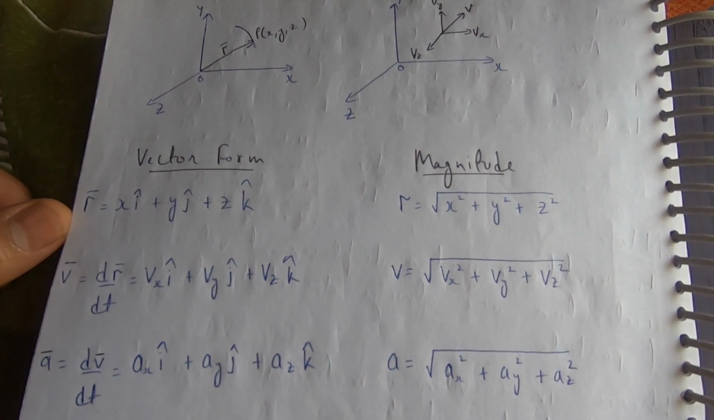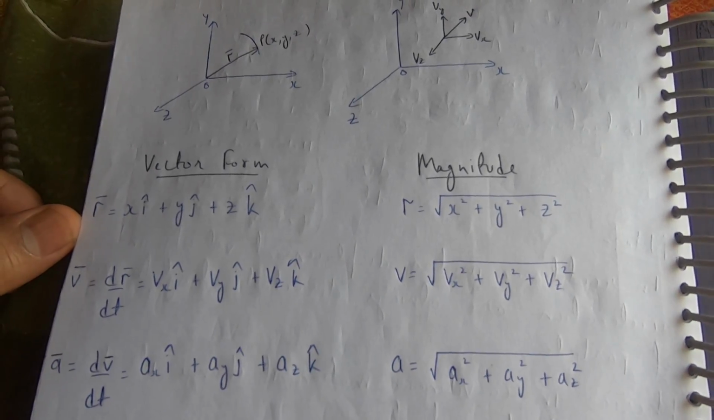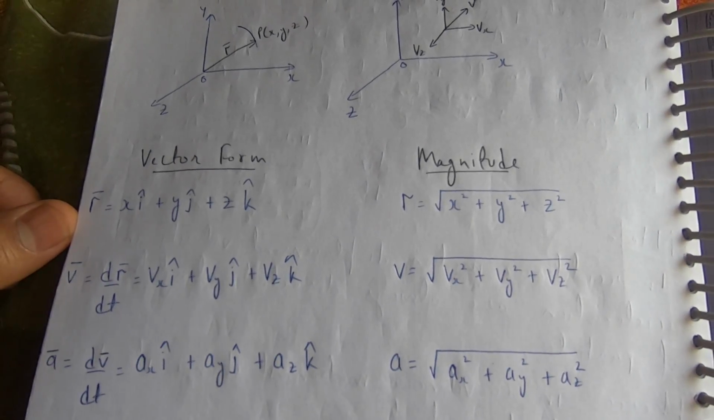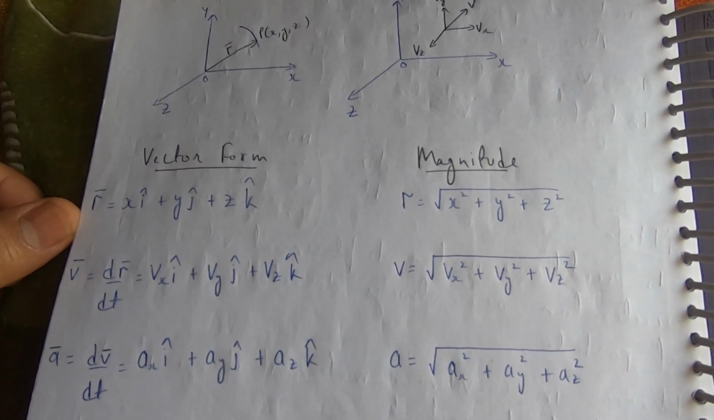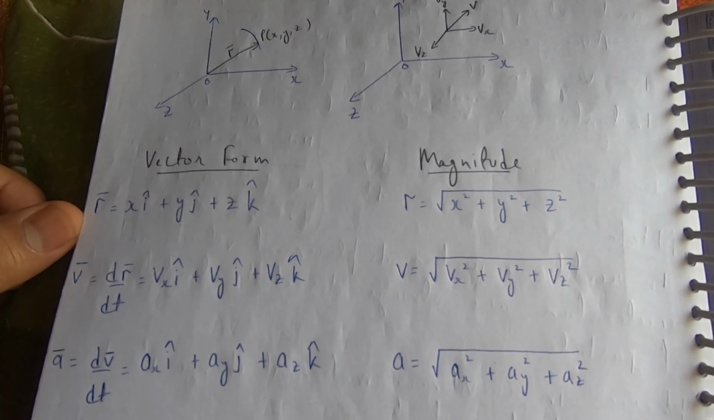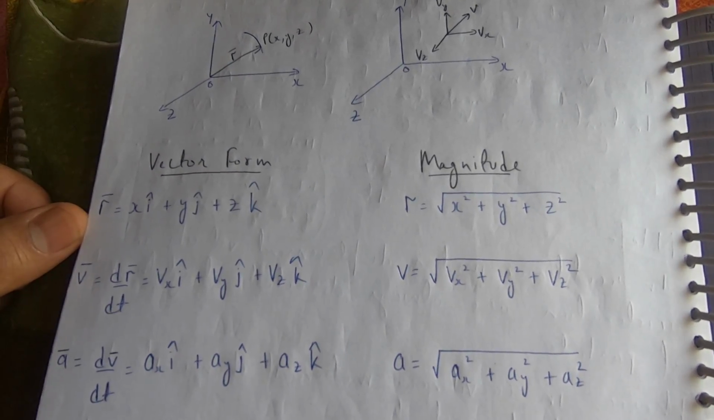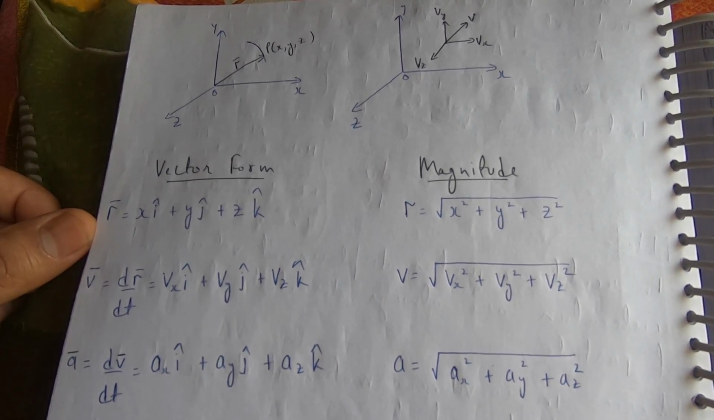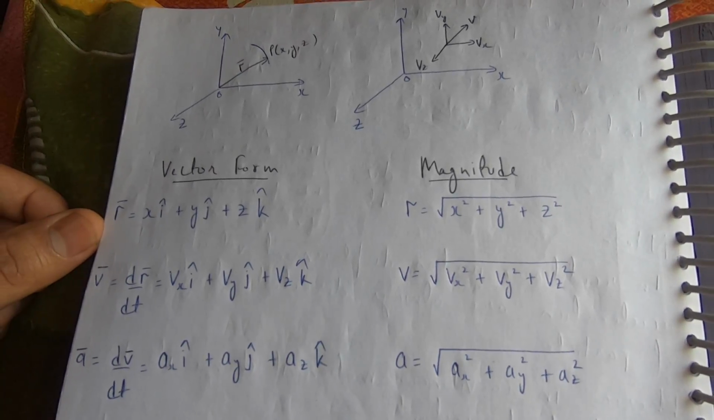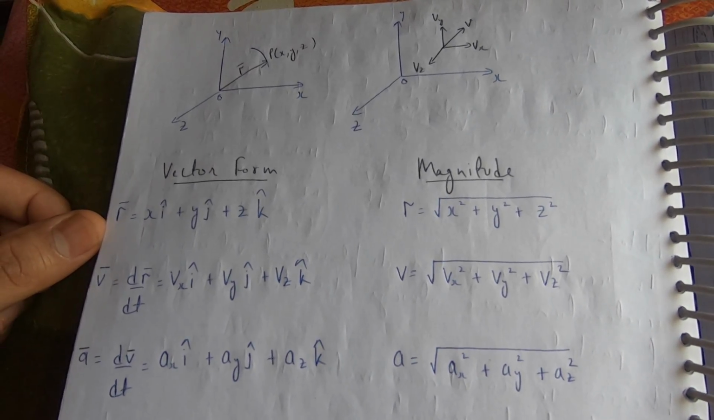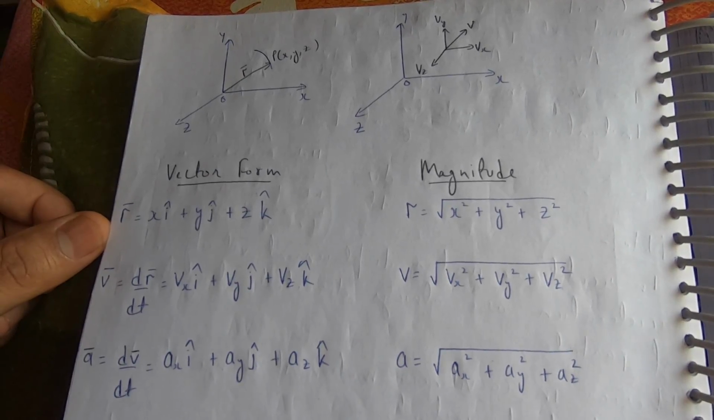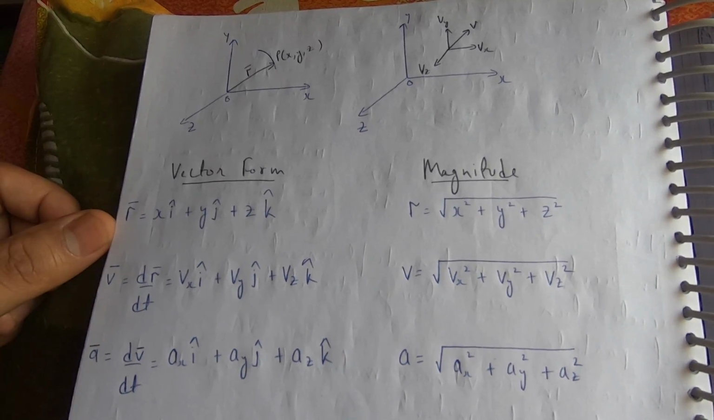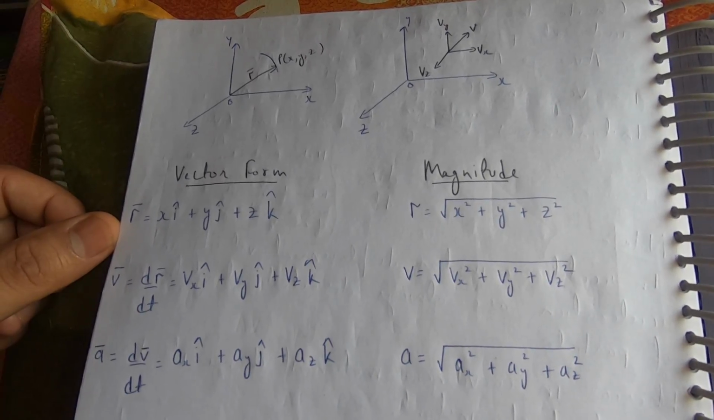Position vector r bar is equal to xi plus yj plus zk. Magnitude of position vector is equal to the square root of x square plus y square plus z square. Velocity vector v bar is equal to dr bar by dt, which is equal to vxi plus vyj plus vzk. Magnitude of velocity is equal to the square root of vx square plus vy square plus vz square. Acceleration vector a is equal to dv bar by dt, which is equal to axi plus ayj plus azk. Magnitude of acceleration is equal to the square root of ax square plus ay square plus az square.